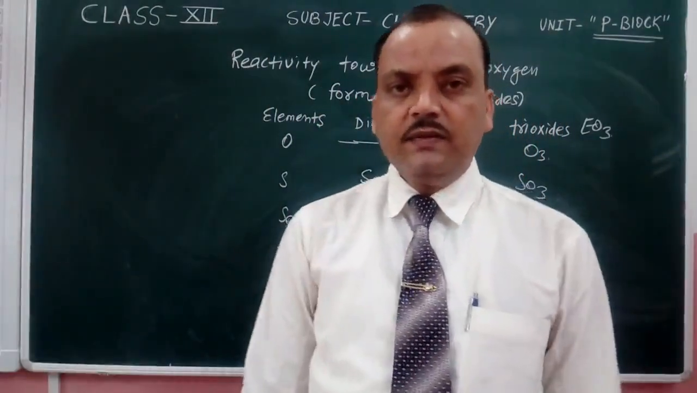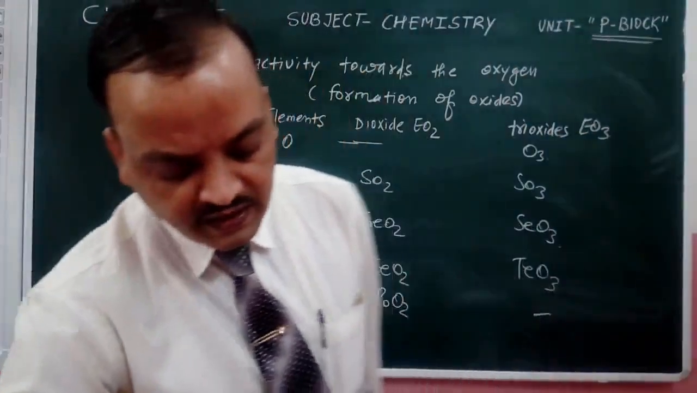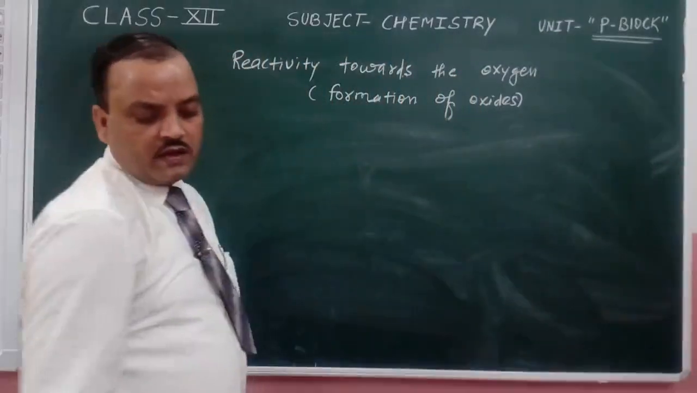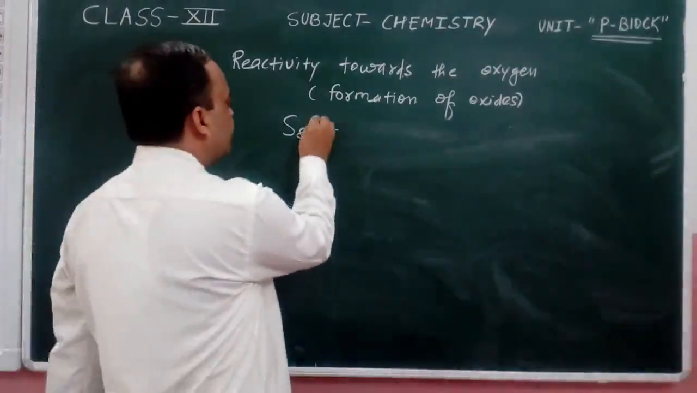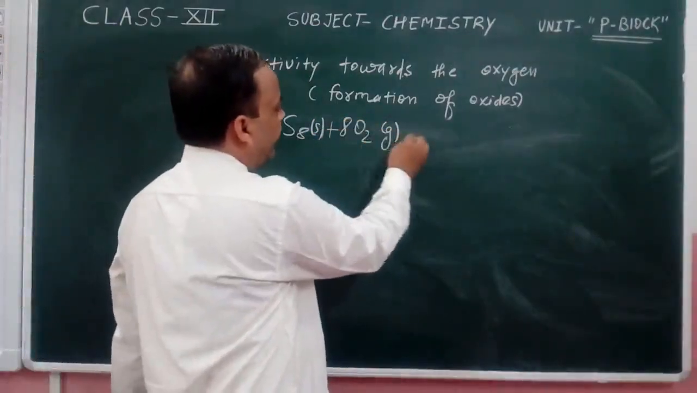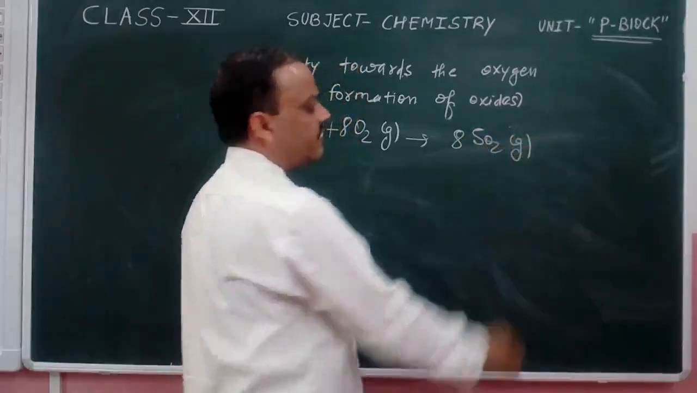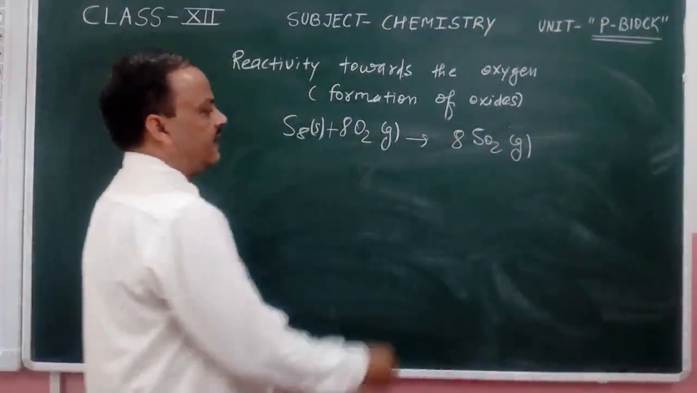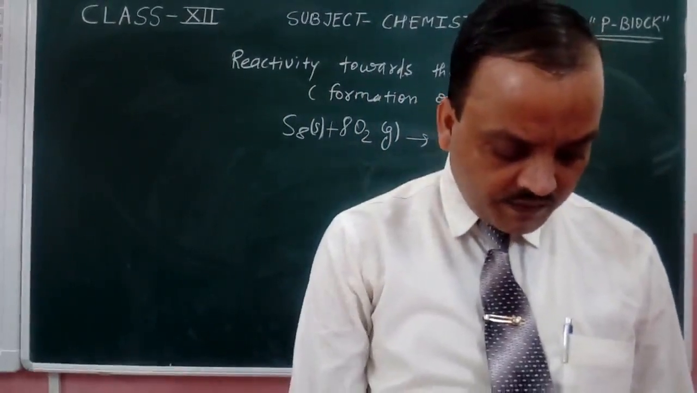So we first discuss how these dioxides form. Sulfur S8, a solid, reacts with oxygen O2, a gas, and when the reaction takes place we get SO2, generally known as sulfur dioxide.